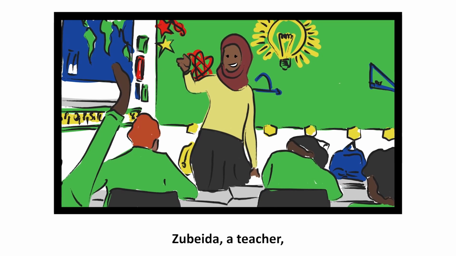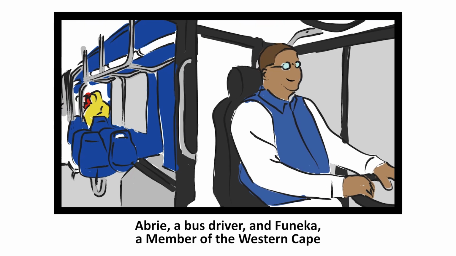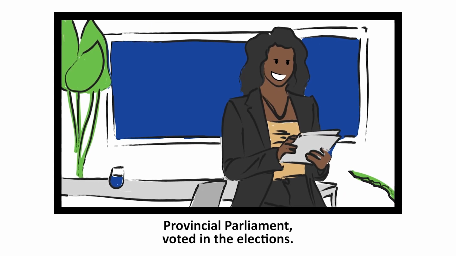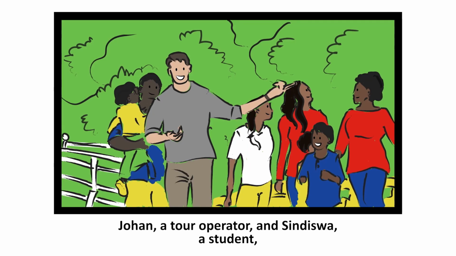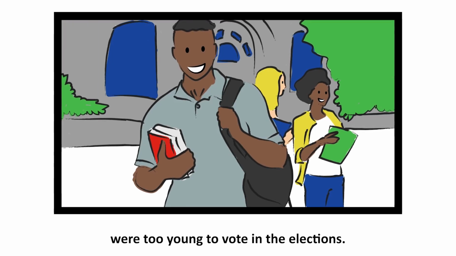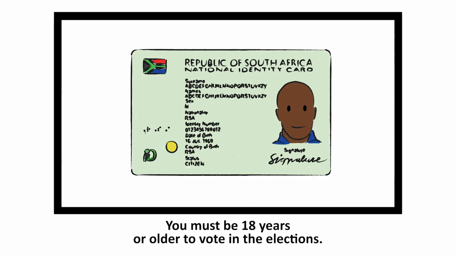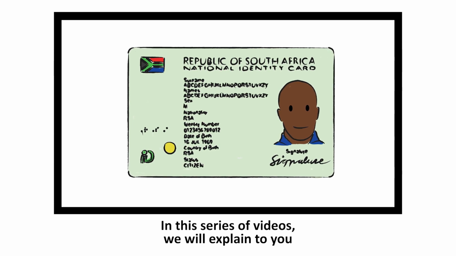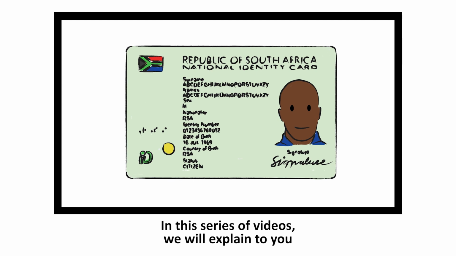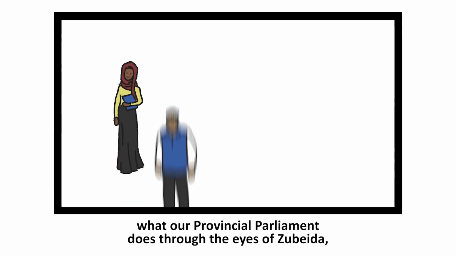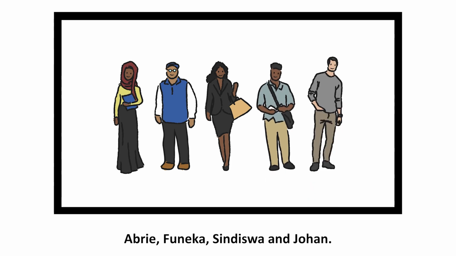Zubeida, a teacher, Aubrey, a bus driver, and Funeka, a member of the Western Cape Provincial Parliament, voted in the elections. Johan, a tour operator, and Sindiswa, a student, were too young to vote in the elections. You must be 18 years or older to vote in the elections. In this series of videos, we will explain to you what our provincial parliament does through the eyes of Zubeida, Aubrey, Funeka, Sindiswa, and Johan.